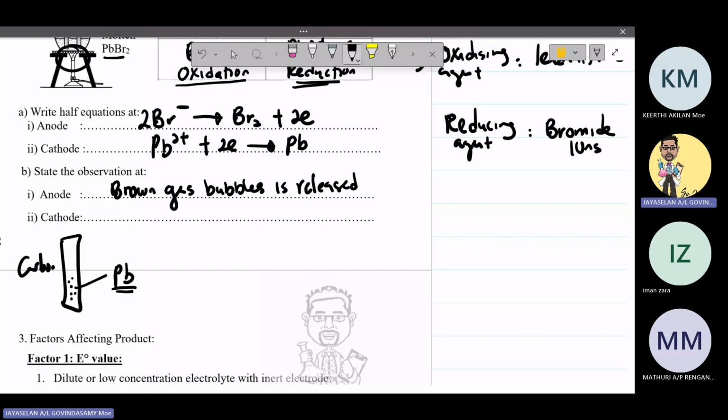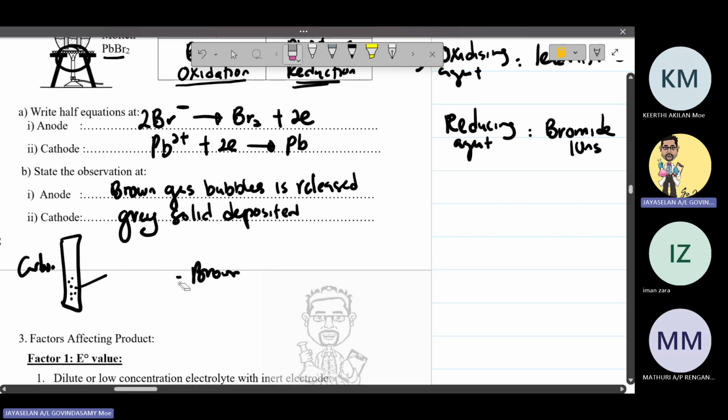Pb ni warna apa? Semua logam satu warna je. What color? Grey. Grey solid deposited. Kecuali kalau dia letak copper, you tulis apa? Brown solid. Yang lain semua you letak grey saja. Please memorize this one. If copper, brown; other metal is called grey. Okay, logam berwarna kelabu terenap.